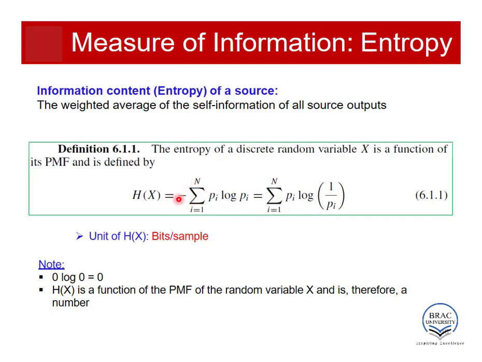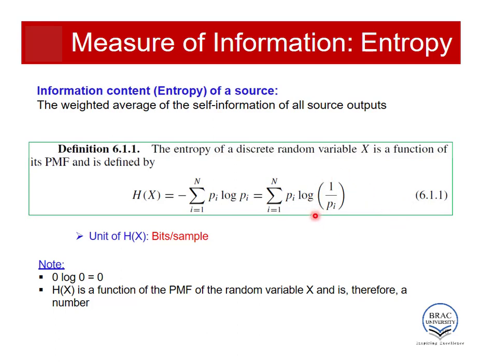and after summing we will take a minus at front. The significance of this minus is that, from the property of log, minus log of x is actually log of 1 by x, so this minus can be absorbed by the log, and the definition can be written as: summation of i equal 1 to n of pi log of 1 by pi. So why is this minus necessary, or why is this 1 by pi necessary?